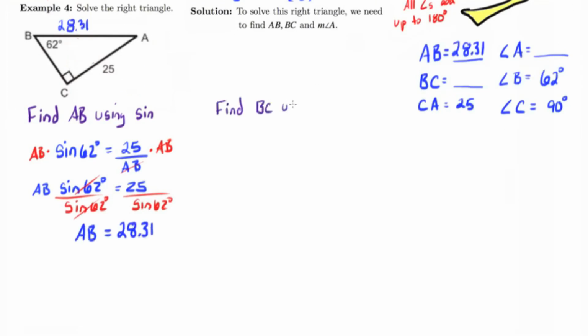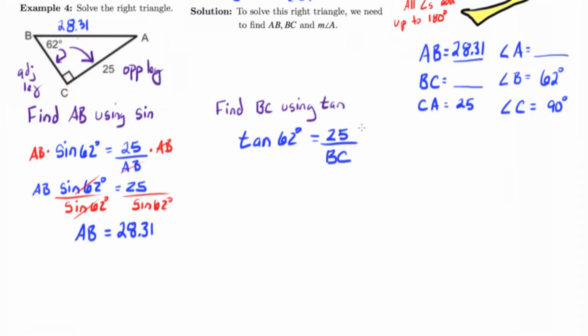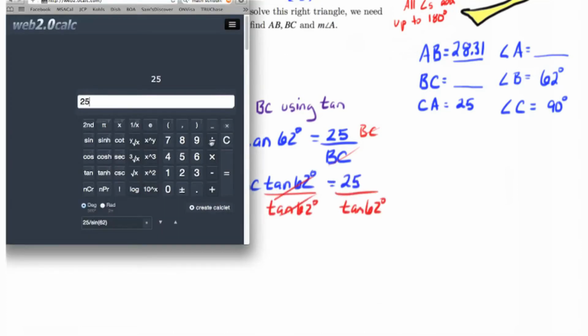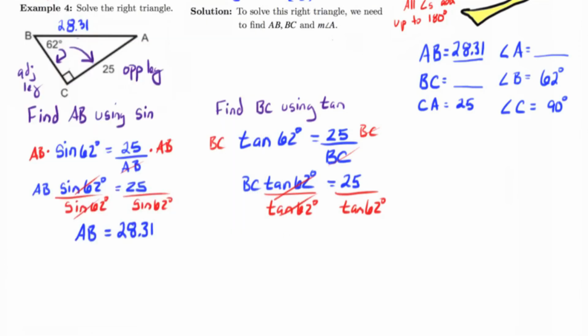Put that in my chart. Now I'm going to find BC by using tangent, because I know the opposite leg, and BC is the adjacent leg of 62. So we're familiar with this. We've done this in the last section. Plug it in my calculator. I'm looking for a side, so I use tangent, and I get 13.29. So BC equals 13.29. Put that in my drawing.